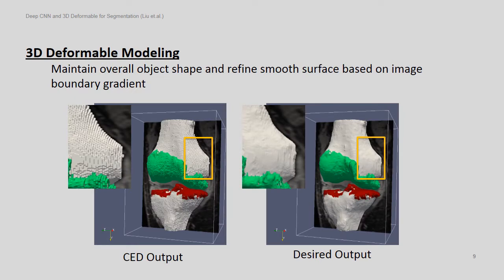The typical CED network uses 2D convolutional filters, which limits image features to a single 2D plane. This is likely suboptimal for segmenting 3D objects in MR images, especially for images with anisotropic voxels. To maintain overall object shape and refine a smooth surface, we further propose to convert the binary segmentation mask into a 3D mesh and perform three-dimensional deformable modeling based upon image boundary gradients.